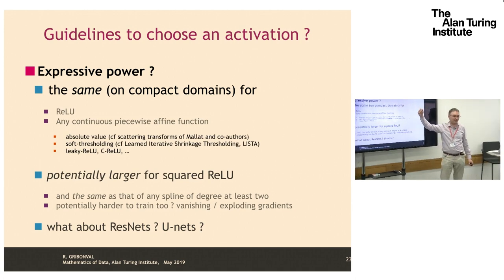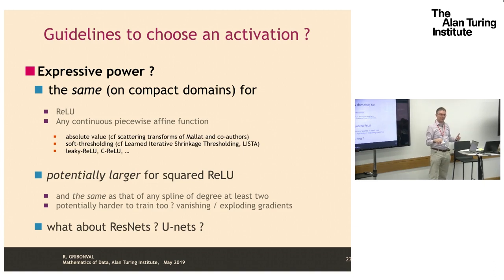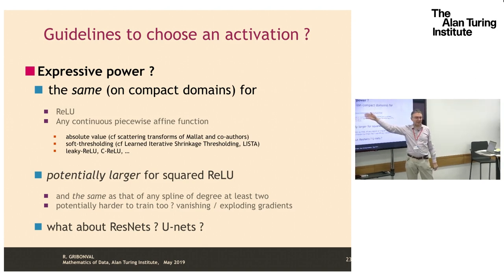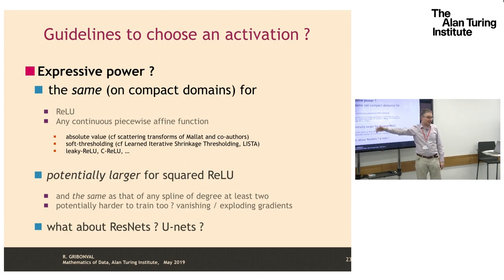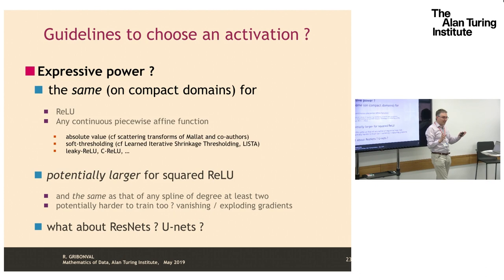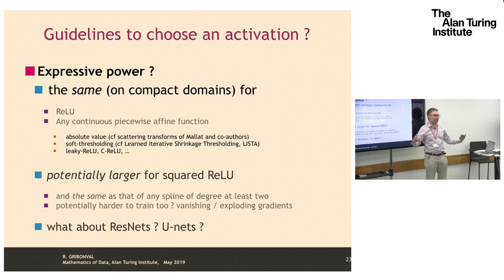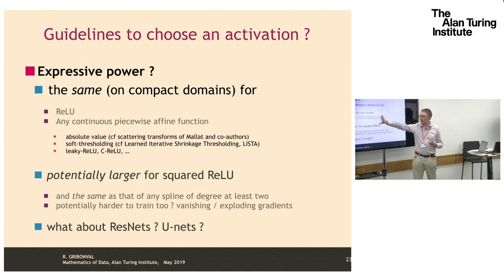So if we summarize, in terms of expressive power, on compact domains, if you consider the ReLU or any piecewise affine activation function, they have exactly the same expressivity. So this means that in particular, there's a number of activation functions that people have been considering, like the absolute value used in the scattering transforms of Stéphane Mallat. So with particular affine linear layers, the absolute value is just as expressive as the ReLU. Soft thresholding, the soft thresholding function, it's piecewise linear with finitely many pieces. It's just as expressive as using the ReLU. And there's also a number of variants of the ReLU. The variants may be important in practice because constants matter in real engineering applications. But in terms of the orders of magnitude of the approximation error, the rates of approximation, they're just as expressive as one another.